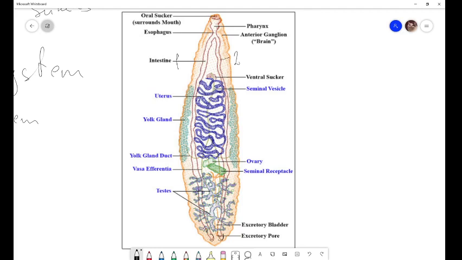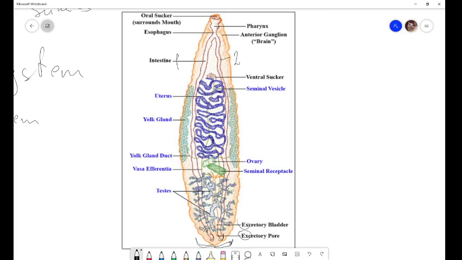The next, the excretory system. Flame cells drive waste products by the activity of their cilia into collecting tubules to a bladder, and they are finally discharged from an excretory pole at the posterior end, and you can find on this end of their body the excretory bladder and excretory pole.